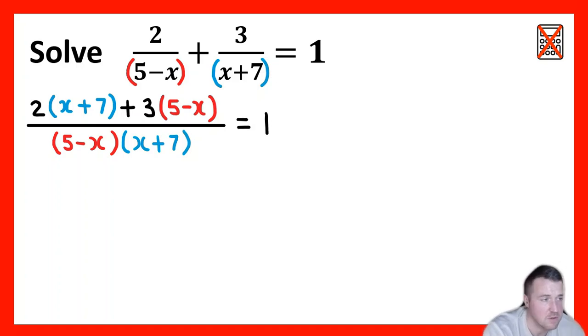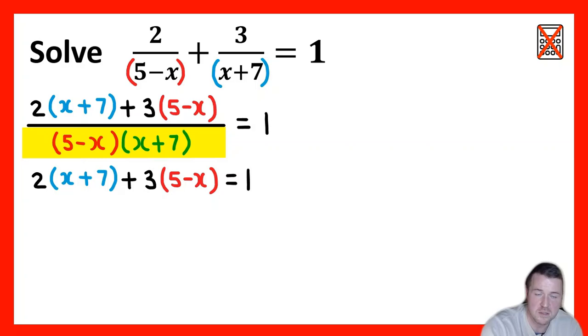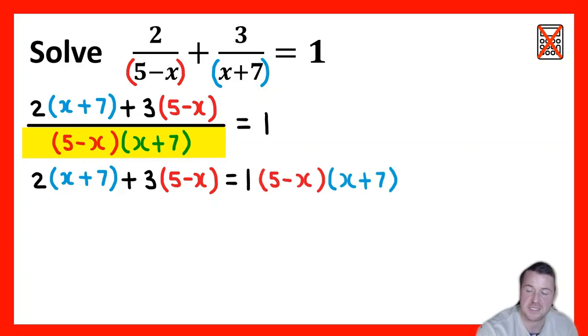Once written as a single fraction, we can multiply both sides of the equation by the common denominator of all the fractions involved. This clears the denominators, leaving us with a much simpler equation to solve. So multiplying through by the denominator will leave me with 2 lots of x plus 7 plus 3 lots of 5 minus x on the left hand side, and 1 multiplied by 5 minus x, x plus 7 on the right hand side of the equation.